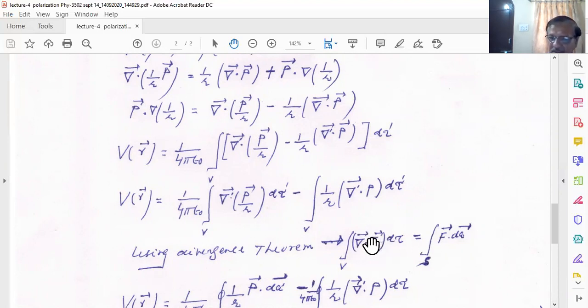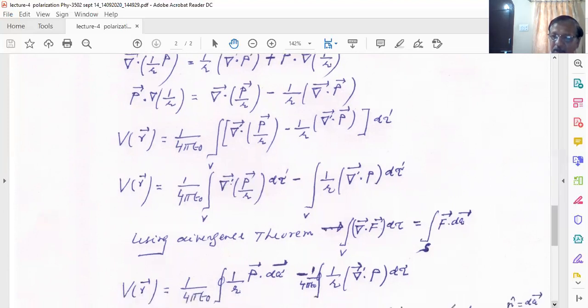This is the divergence theorem. So you can apply the divergence theorem here. This is the divergence of f, where your f is vector P by r. Please remember, your f is vector P by r. So you convert this, so it is f dot dA, right?